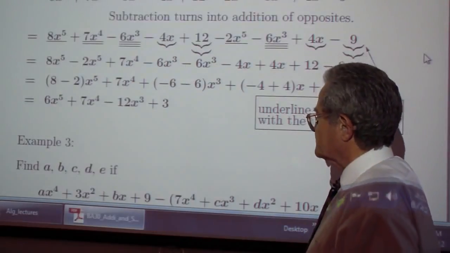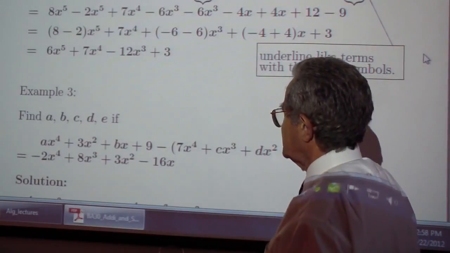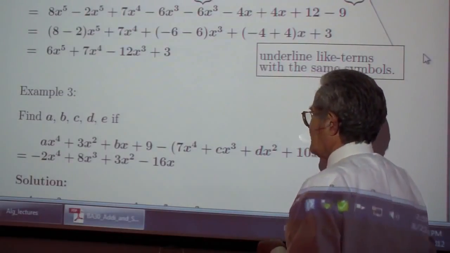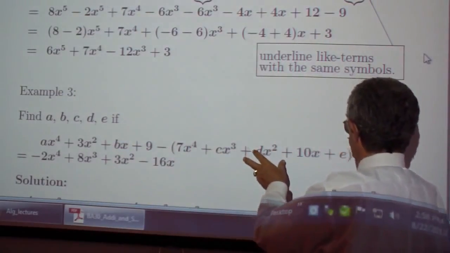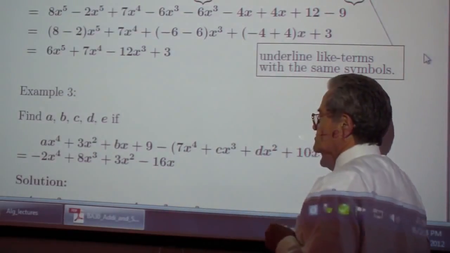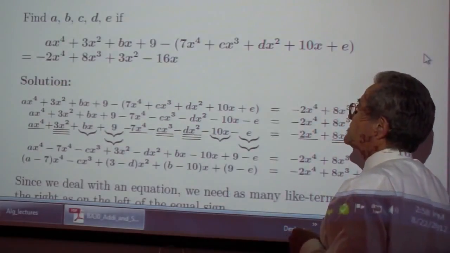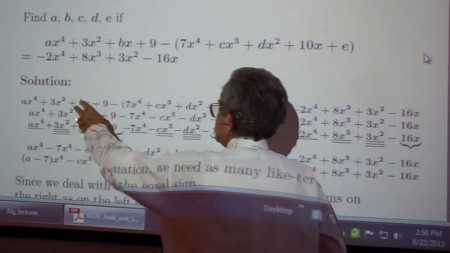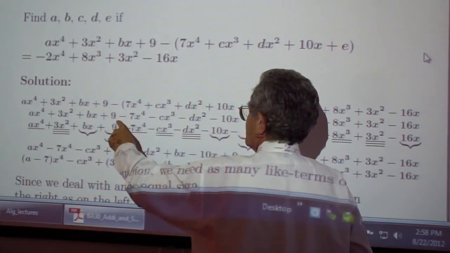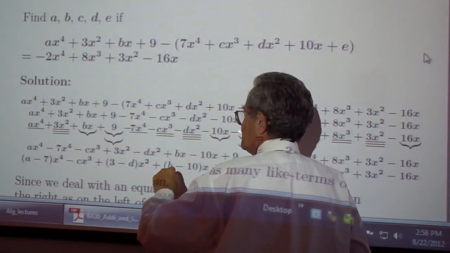Example 3. Suppose A, B, C, D, and E are supposed to be found if we have the first polynomial plus the second polynomial, which is the sum of the polynomials right here. So what are we doing? We're setting up an equation. We have this polynomial minus that polynomial. You subtract, so you add opposites. Underline like terms with the same symbol.